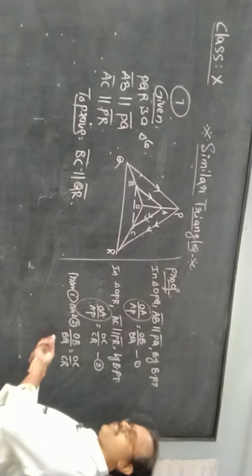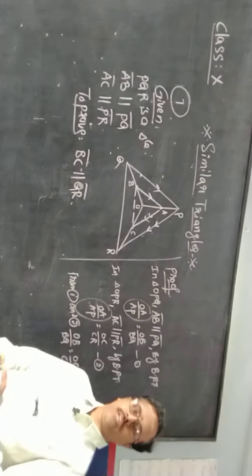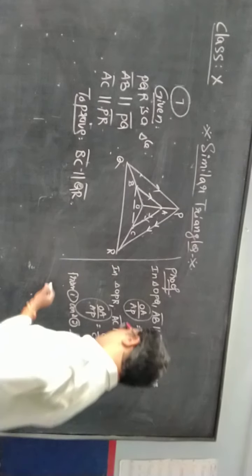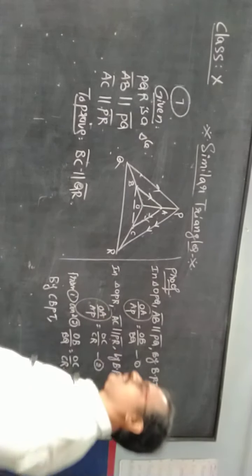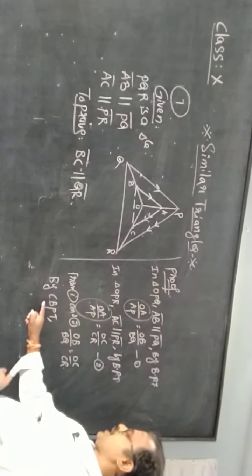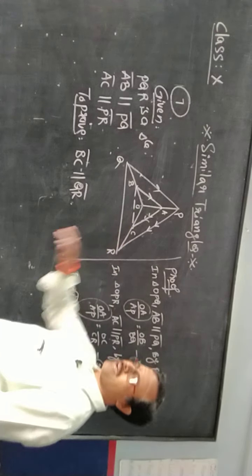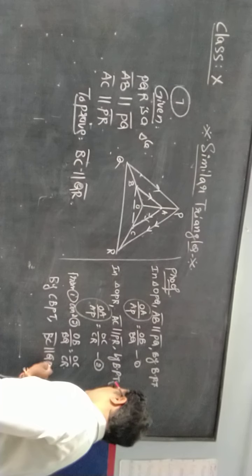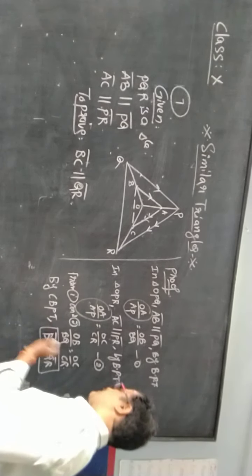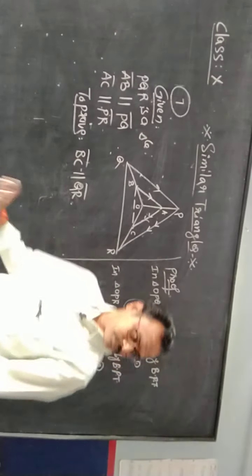Now the ratios are given first. You want to show parallel. So what theorem do you use here? Exactly right. It is by converse of basic proportionality theorem. By converse of basic proportionality theorem, you can say that BC is parallel to QR. BC line segment parallel to QR line segment. This is your proof. Very good.